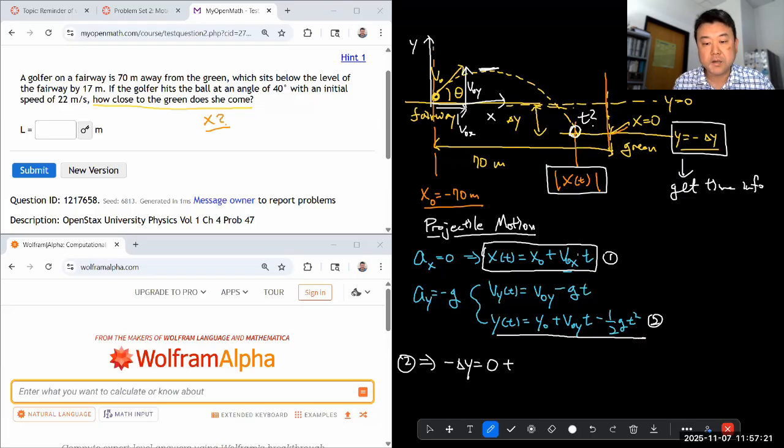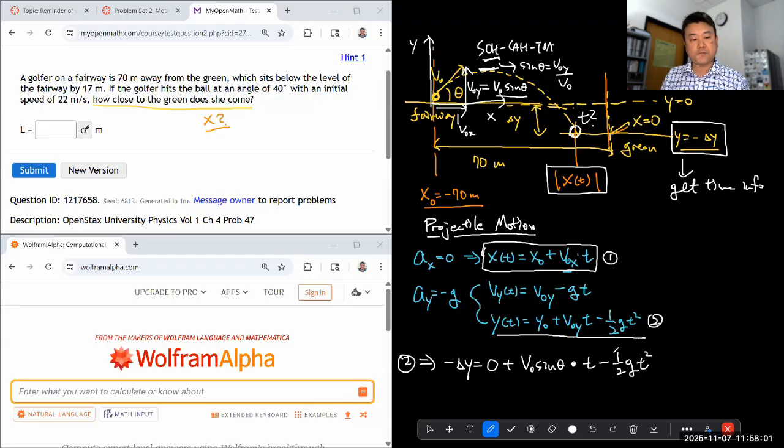And then plus upward velocity. So I need to use SOH CAH TOA to help me write out the y component of velocity. From SOH, sine of the angle is the opposite, v naught y, over the hypotenuse, v naught. From that I can solve for v naught y is v naught sine theta. So my y component of velocity is v naught sine theta, and it's upward, so it should be positive, times time t minus 1/2 g t squared.